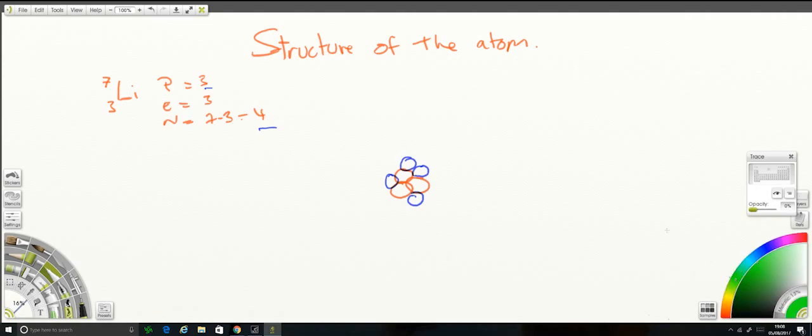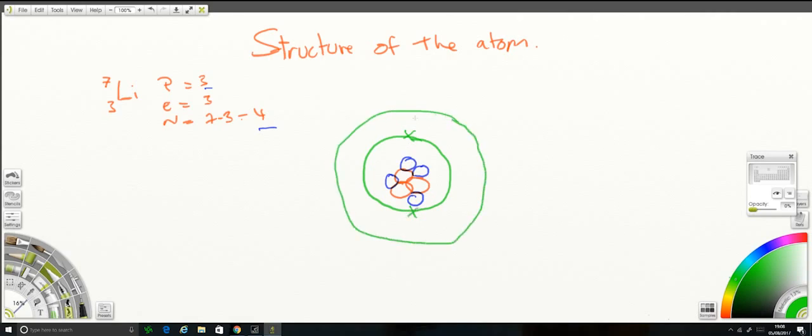So you're going to learn how to draw electron shells later on. At the moment we're just looking at the structure of the atom. So I've got 3, so I've got 1 here, 2 here, and then another 1 outside. Like I said, you will learn how to draw these, but not in this tutorial.